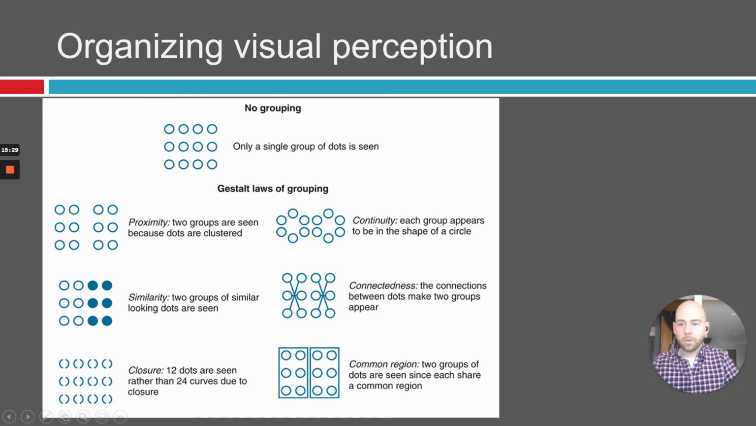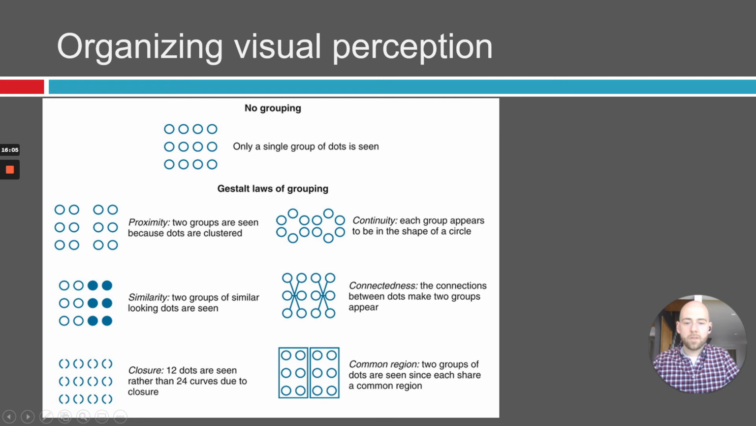Proximity, you don't see 12 dots here, you see two groups of dots. Similarity, you don't see 12 dots here, you see some white ones and some blue ones. Closure, you don't see 24 curved lines here, you probably see 12 dots because your mind is kind of helping you close these and seeing each one of these pairs as a singular entity. Continuity, you perceive a circle here, even though there isn't one, right? In fact, it's probably closer to a hexagon, but you might be perceiving this as a circle of dots.